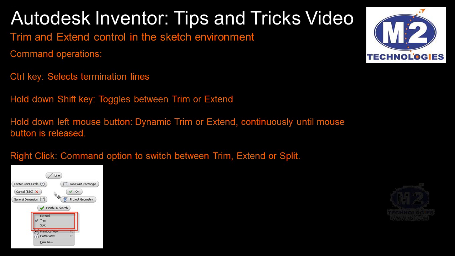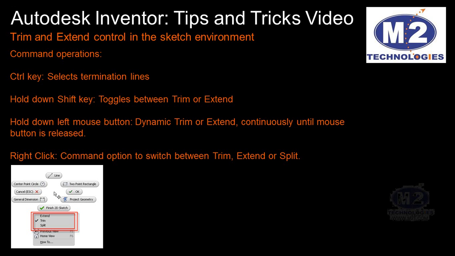If we hold down the shift key, this will toggle between the trim or extend command. So for an extend, it'll toggle it to trim just while we hold the shift key down, and vice versa. For the dynamic trimming and extending, we simply need to hold down the left mouse button. As long as you hold that down, it's going to continuously trim or extend those lines as you pass through them. Let go of the mouse button, and then it's going to terminate the dynamic trim.